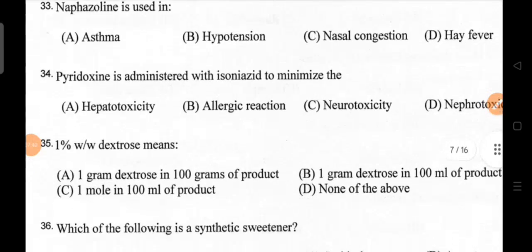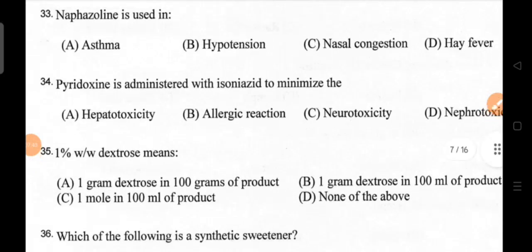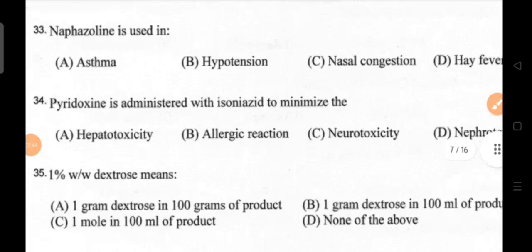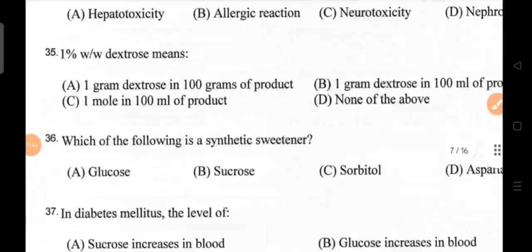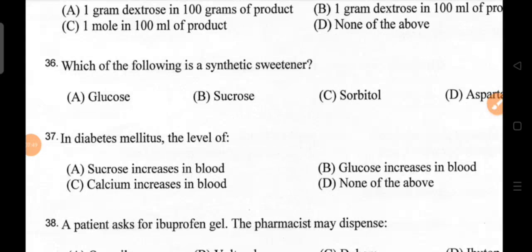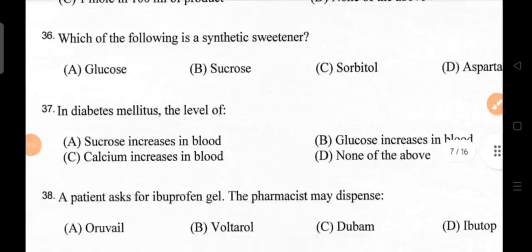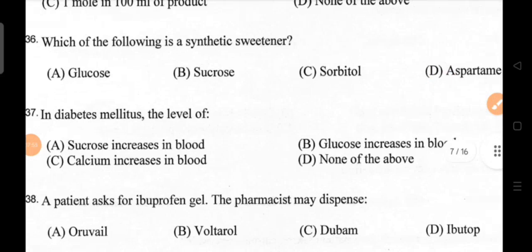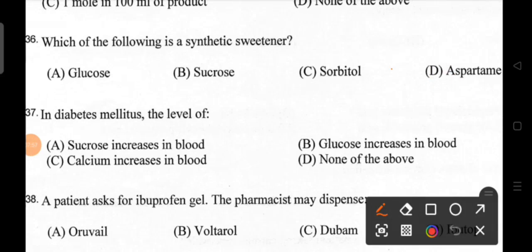I am only discussing the anatomy and physiology questions. So next is 36. Which of the following is a synthetic sweetener? Answer will be aspartame. Synthetic means which you can't get from natural sources.